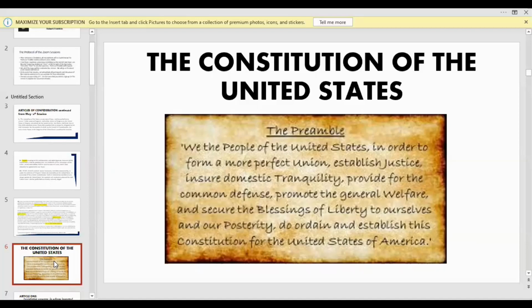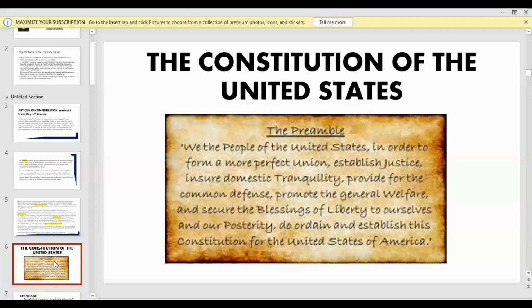First thing, in order to form a more perfect union, what did they mean by a more perfect union? They had a union under the Articles of Confederation. It was a disaster. This one's going to be better. Why is it going to be better? We are going to establish a justice system that wasn't created in the Articles of Confederation. The individual states there were allowed to create their own justice system. We're going to establish a uniform justice system at the national level.